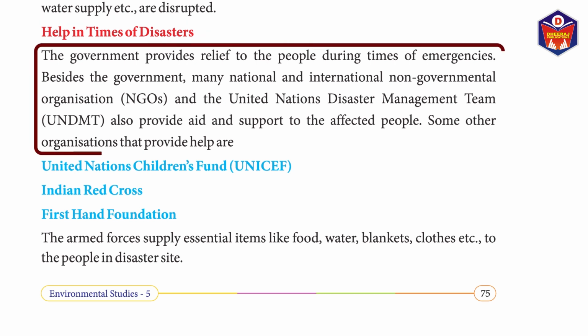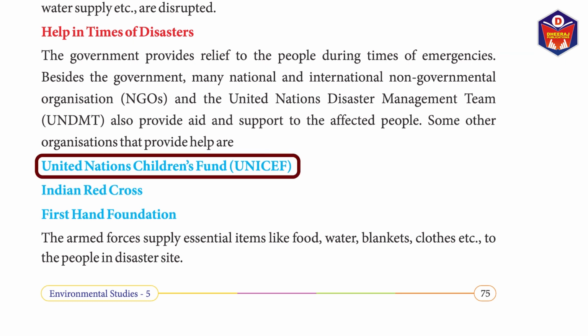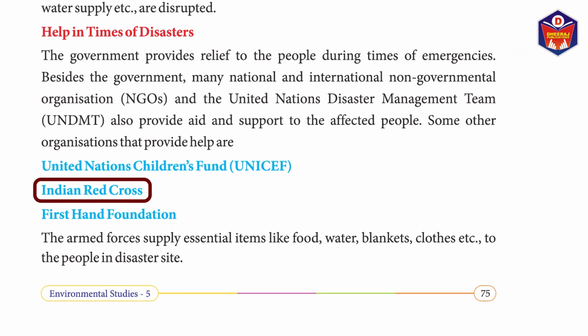Help in times of disasters. The government provides relief to the people during times of emergencies. Besides the government, many national and international non-governmental organizations, NGOs, and the United Nations Disaster Management Team (UNDMT) also provide aid and support to the affected people. Some other organizations that provide help are United Nations Children's Fund, Indian Red Cross, First Hand Foundation.